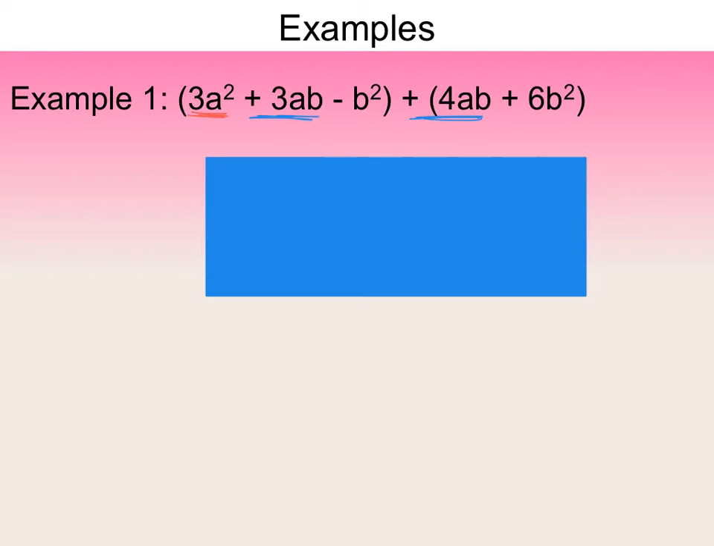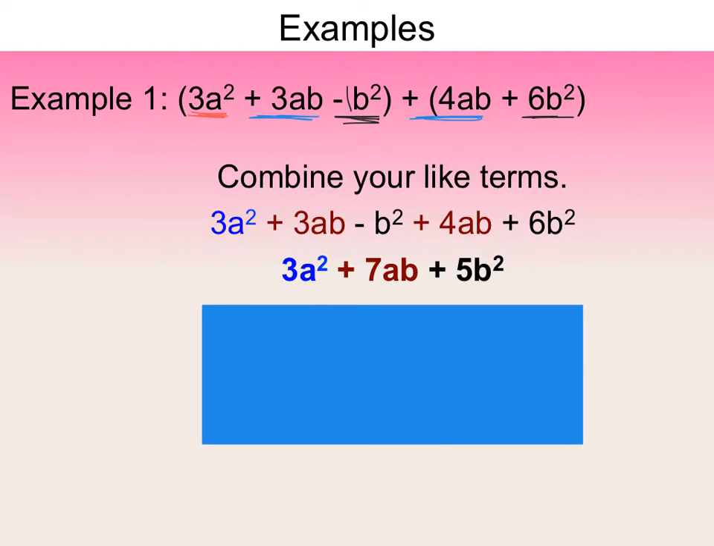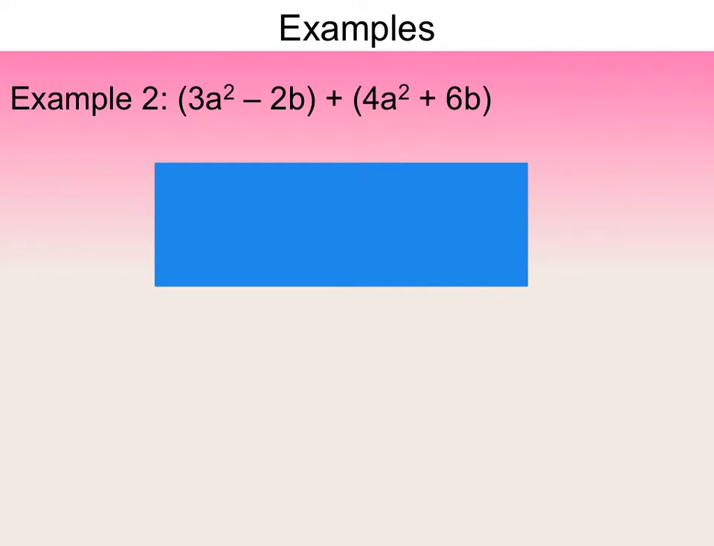And then lastly, I have this minus b squared, which would be minus 1b squared, plus 6b squared. Since they're both b squared terms, I'm allowed to combine those together, and I would end up getting 5b squared. So the final answer here in degree order from a would be 3a squared plus 7ab plus 5b squared.